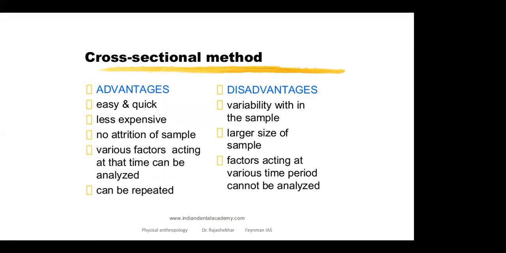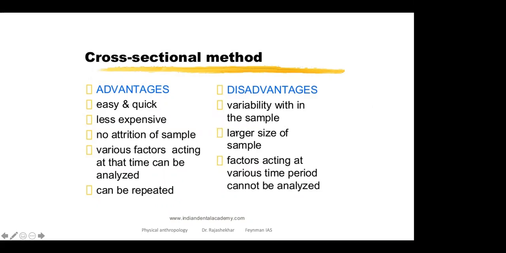Okay. What are the disadvantages? So variability within the sample. So once you have done the study, you don't know whether there is a problem or variation within that sample, because you're comparing different individuals. So there is genetic variation or upbringing, nutritional variations you cannot account for, because you're comparing different individuals and trying to come to a conclusion based on it. Correct? So variability within the sample.